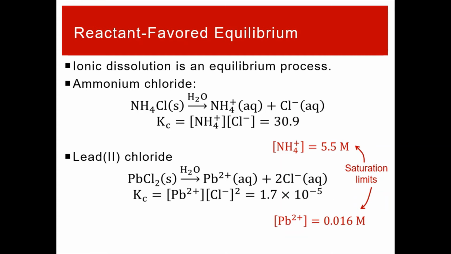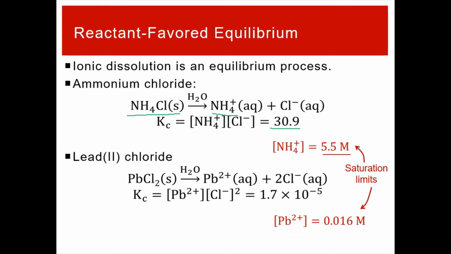Similarly, ionic dissolution, ammonium chloride, NH4Cl. This is something that we would have said is soluble because NH4 is in it, ammonium is soluble, and Kc is 30.9, which is greater than 1, which does mean this is a product-favored equilibrium, and when you do it, you do get a 5.5 molar saturation limit. So yes, you can dissolve a ton of ammonium chloride.